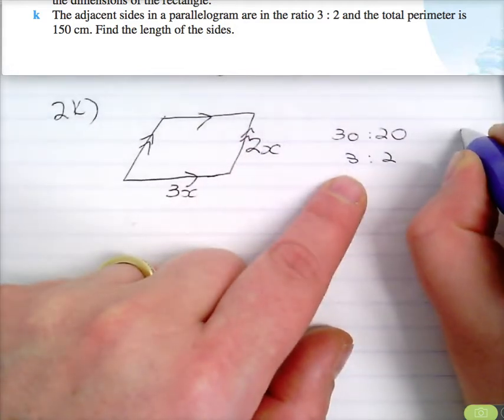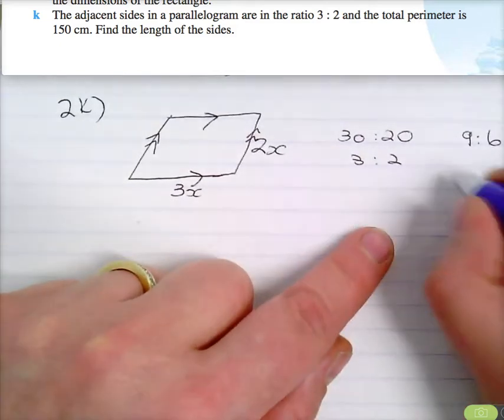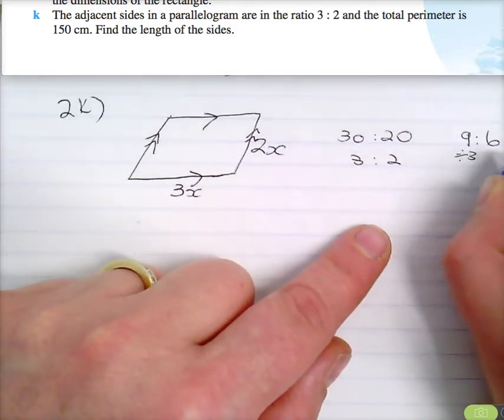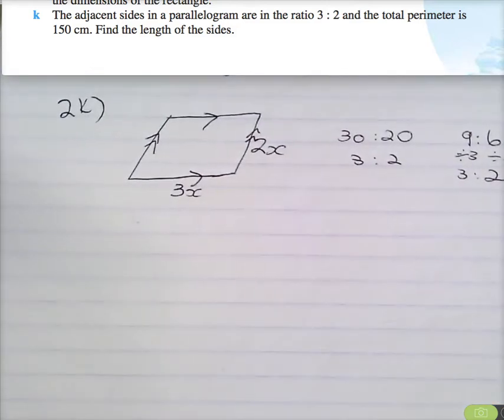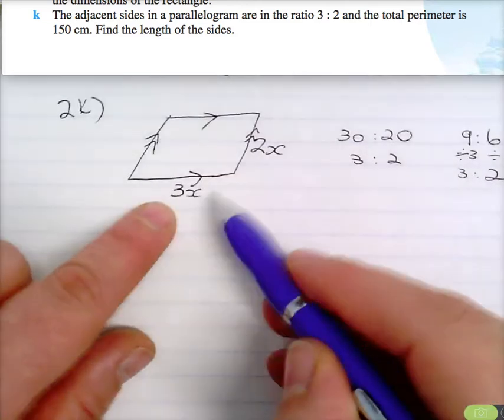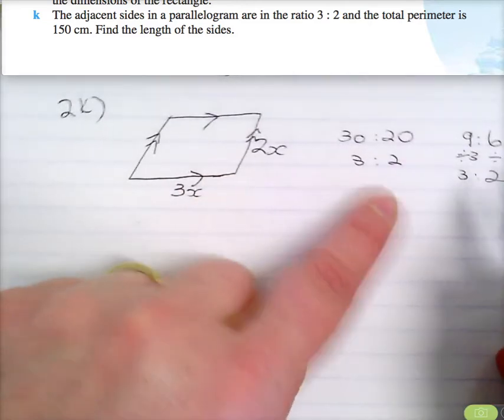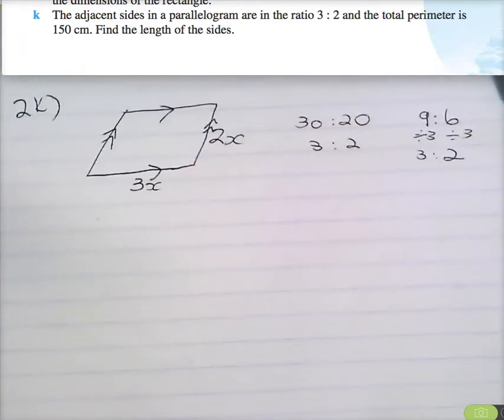Let's say it was 9 to 6. Divide them both by 3. You get 3 to 2. It's the ratio of the sides, it's not the actual side lengths. So we put 3x and 2x. Do you get that idea? Whatever numbers you're going to end up with, they will be able to be simplified to 3 to 2.